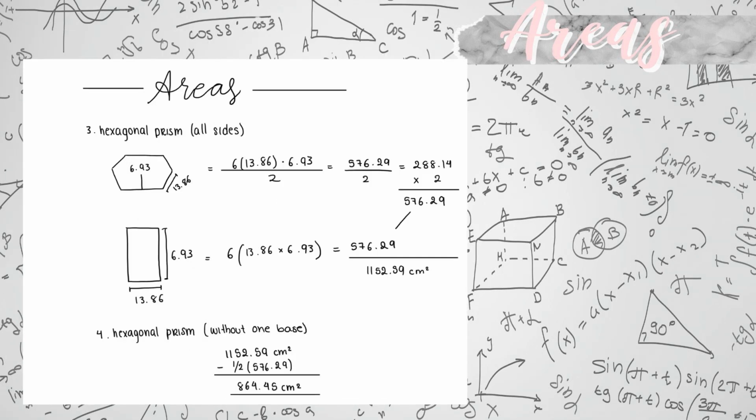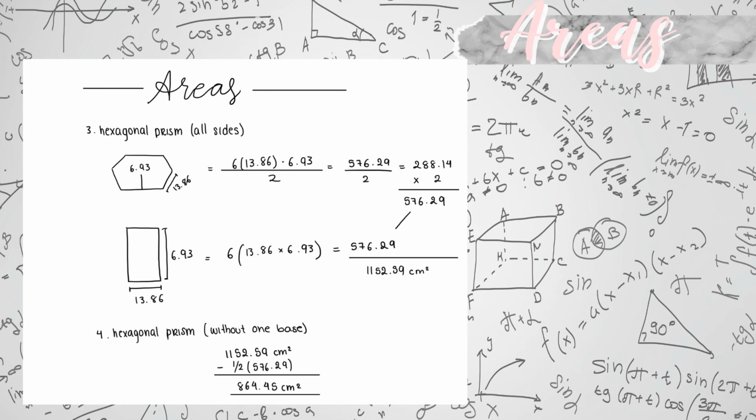Next, we calculated the total area of the hexagonal prism. To achieve this, we used the area formula for the hexagon and multiplied it by 2, since there are 2 hexagons. Then we calculated the areas of the rectangles that conform the body of the prism and summed them all together.